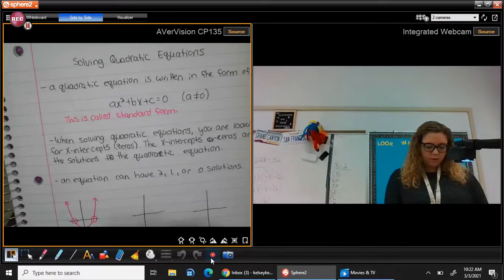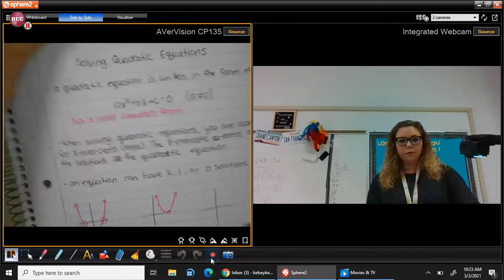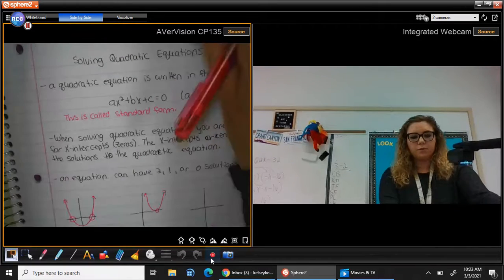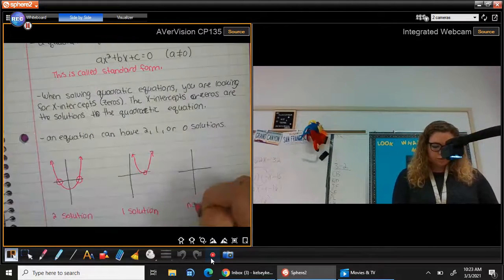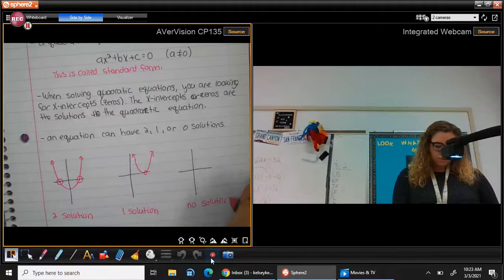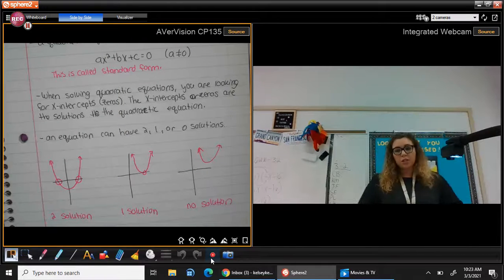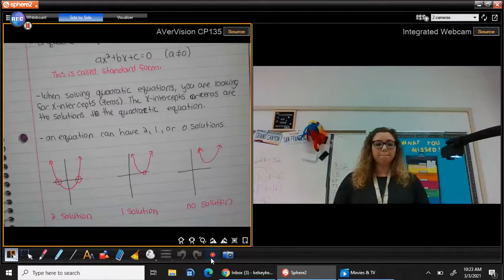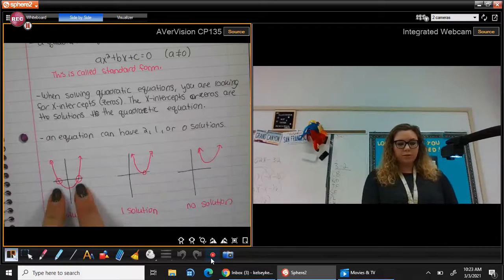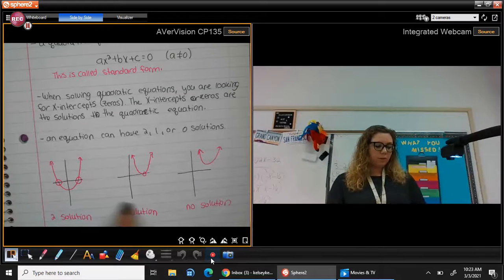Okay, if it is 1 solution, then it's only going to cross the x-axis once. And again, that would be that x value. Okay, if it is no solution, then it's not even going to touch the x-axis. Okay, so when solving quadratic equations, you're trying to find those x values, those zeros, where it crosses the x-axis. So 2 spots, 2 solutions; 1 solution; none, then it's going to be no solution.